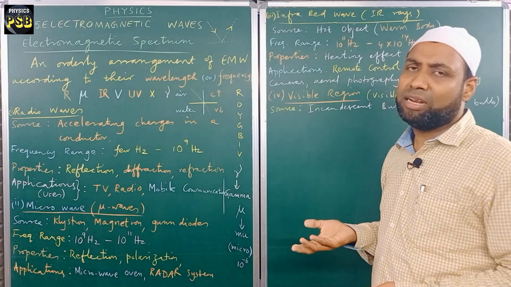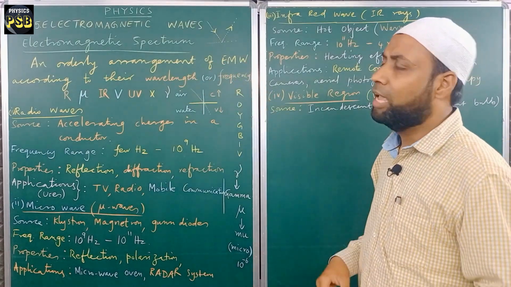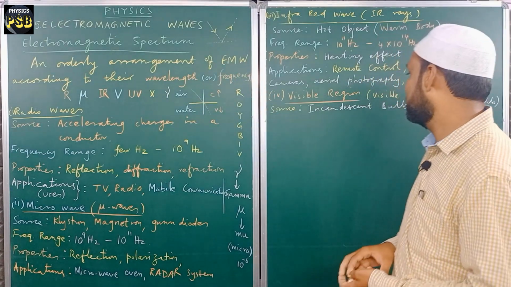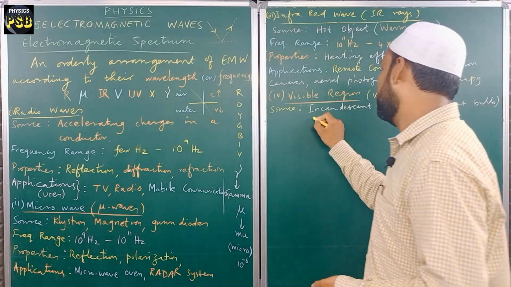And apart from this, the sun is a source of visible light. Currently speaking, the sun is the source of all kinds of electromagnetic waves. Clear? Then arc lamp.